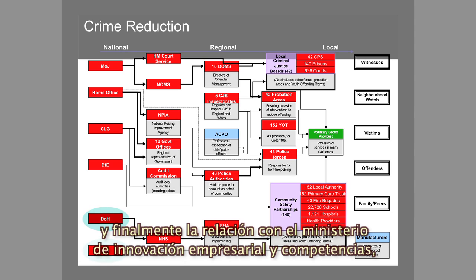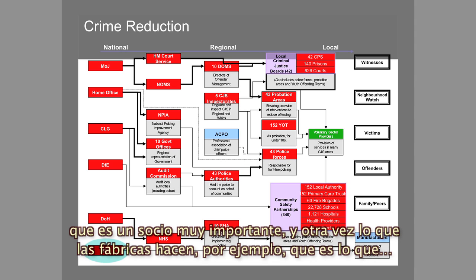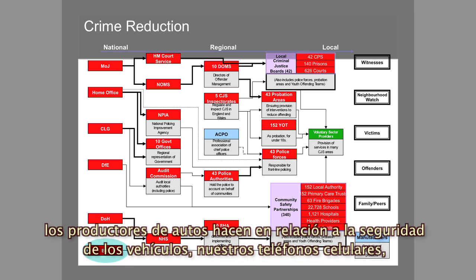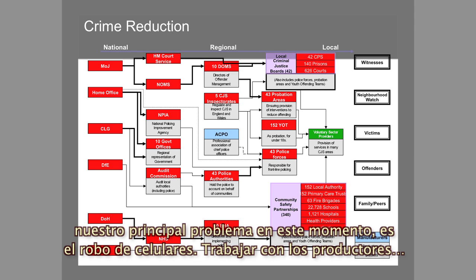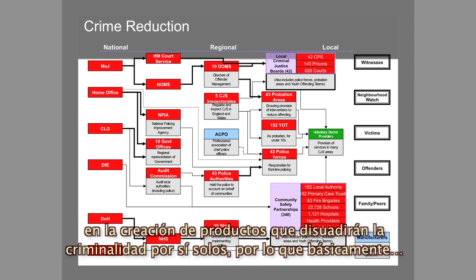And then finally, the relationship with the Department for Business and Innovation and Skills, skills being a major partner within all this. And again, what do manufacturers do in terms of, for example, what our car manufacturers did in relation to car security? What about our mobile phone manufacturers? Our biggest problem at the minute is mobile phone theft. Working with our manufacturers in terms of creating products that will actually in themselves deter crime.